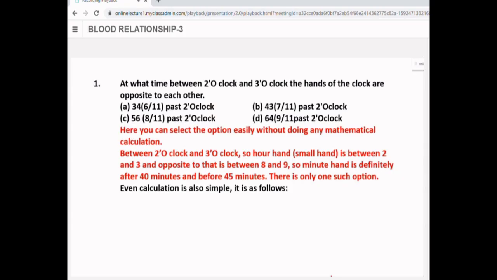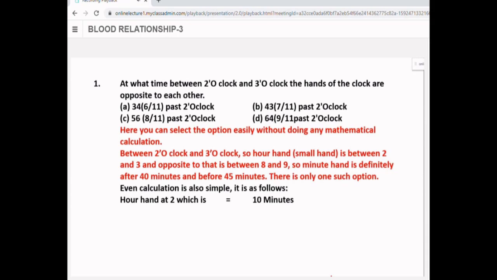Even the calculation is simple, and it is as follows. Now try and understand the calculation. I'm showing the calculation. It is easy, but there is no need for calculation for this question. The R hand is at 2. Being at 2 means 10 minutes. Being at 1 means 5 minutes. 2 is 10 minutes, 3 is 15 minutes, 4 is 20 minutes, and so on. Are you getting me? We have to talk in minutes.